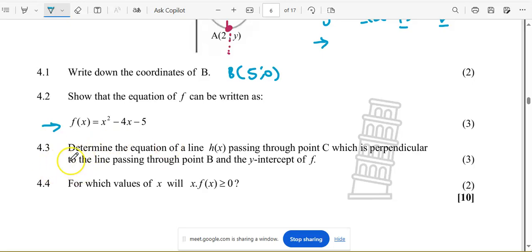Let's try to work on 4.3. 4.3 says: determine the equation of the line h of x passing through point C, which is perpendicular to the line passing through B and the y-intercept of f. Guys, before we answer this, we need to make sure that we understand the statement. They say determine the line h of x. So we need to find h of x that is passing through point C.